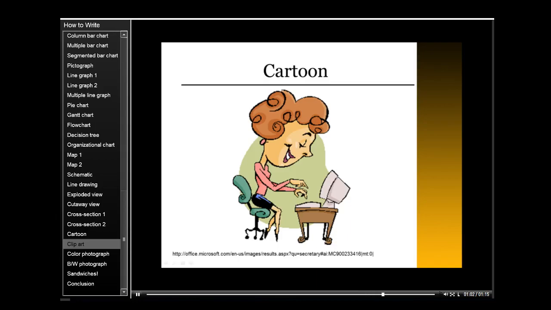So, you can use cartoons. This particular one is from the free Microsoft ClipArt gallery. You can use ClipArt, but please beware, it is often ethically challenged.